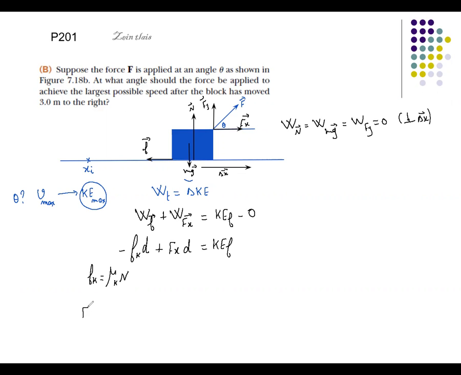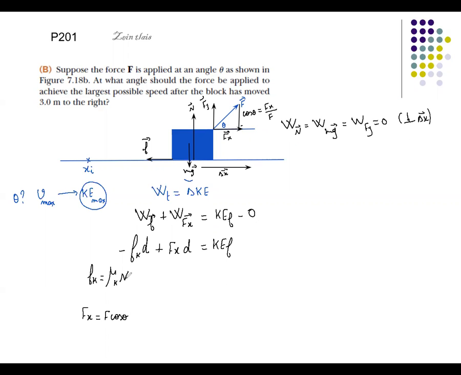and Fx equals, if you take this triangle to calculate Fx, we have to do cosine theta. Cosine theta equals Fx over F. So Fx equals F cosine theta.